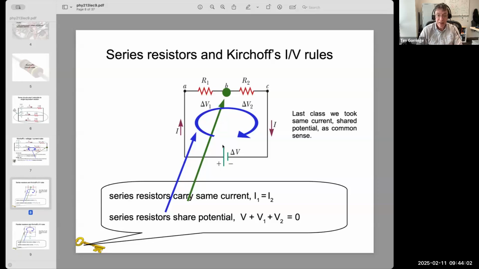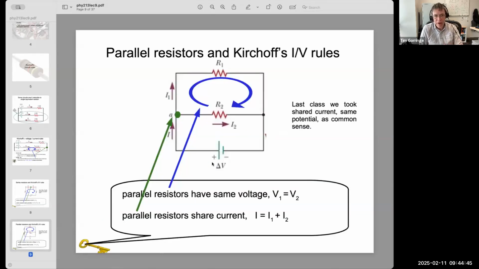If these three changes in potential, the one from the battery and the two from the resistors, are going to add up to 0, then the potential changes across R1 and across R2 must add up to be equal in size to the potential across the battery, and actually opposite in sense, in direction. And so that common sense that the resistors share the voltage supplied by the battery is a result of Kirchhoff's voltage rule.